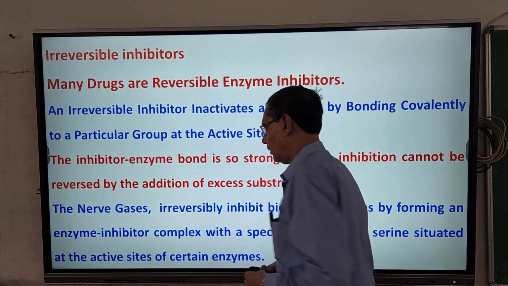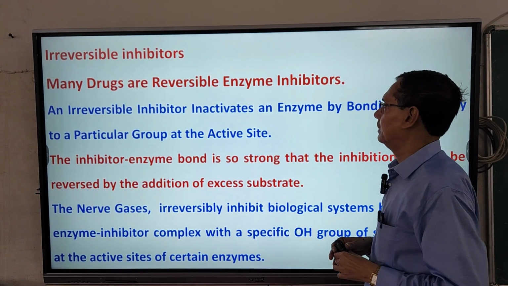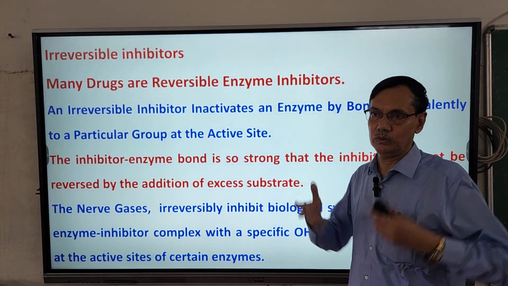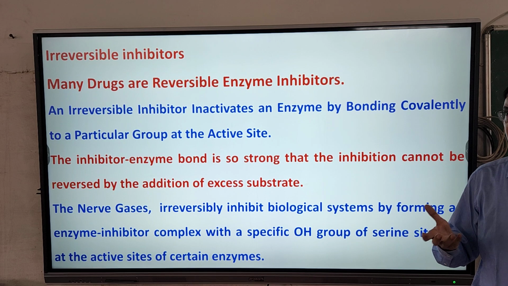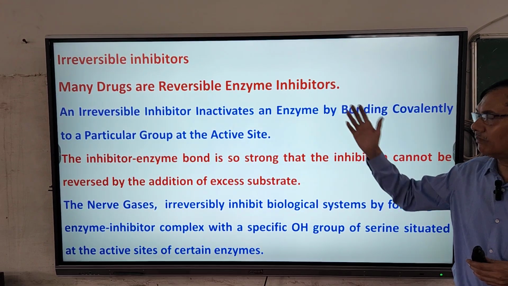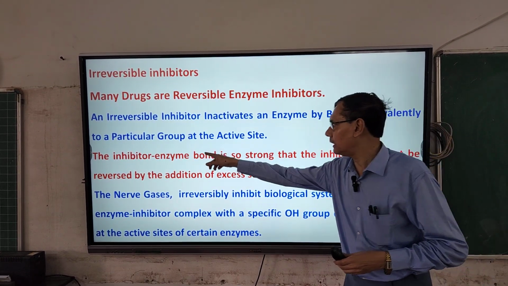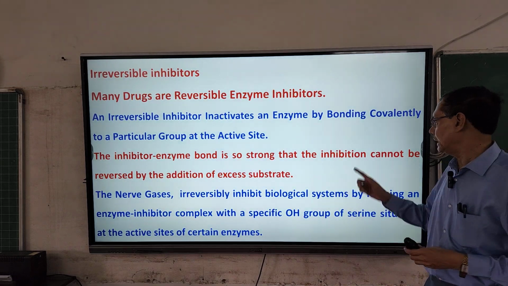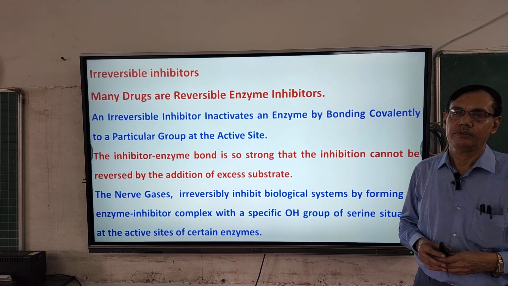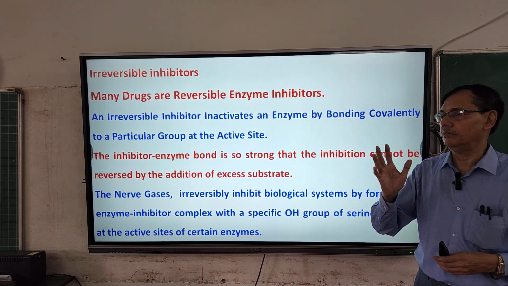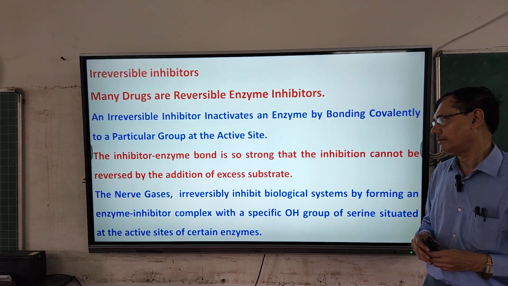And as I already discussed with you, many drugs are reversible enzyme inhibitors, because drug discovery is very important. In our biological system there are a large number of enzymes, and sometimes we need some drugs to inhibit the activity of the enzymes. In some cases the inhibitor-enzyme bond is so strong that the inhibition cannot be reversed by the addition of excess substrate. The Michaelis-Menten constant also depends upon the inhibitor concentration.